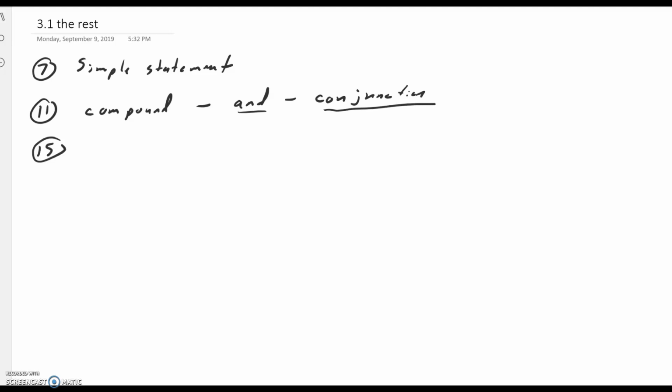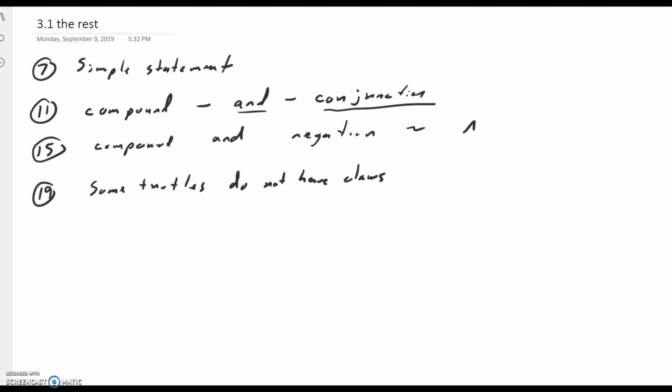Problem 15 says it is false that Jeffrey is a high school teacher and a grade school teacher. So there's an and, it's a compound statement, but there's also a negation. So it's both, a combination of the two. So it's compound. An and statement and a negation. And the symbol for the negation is this, and the symbol for and is this.